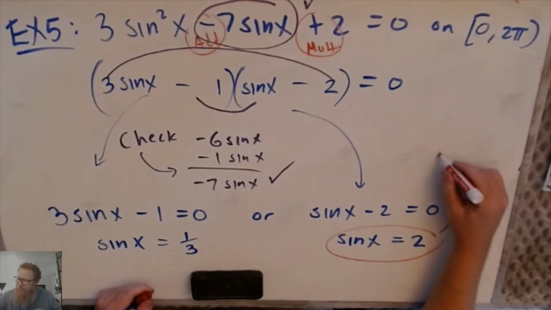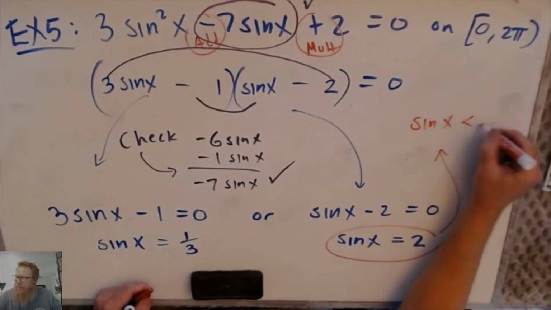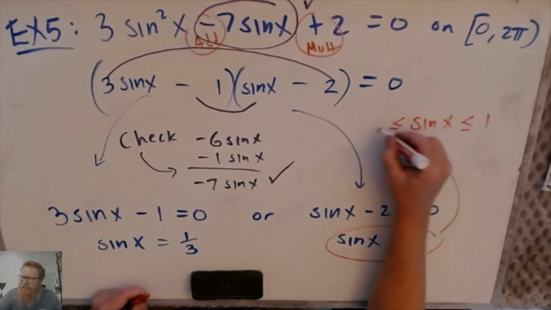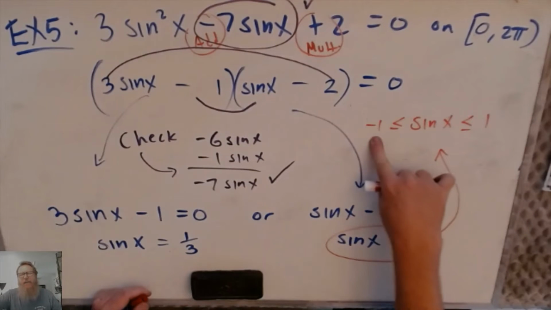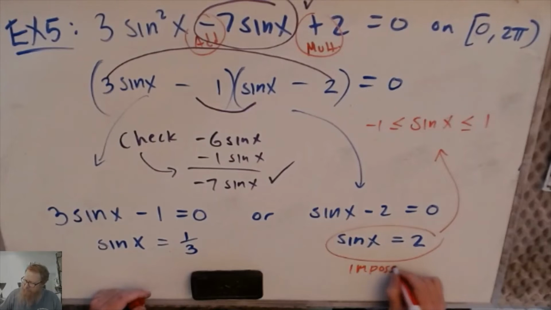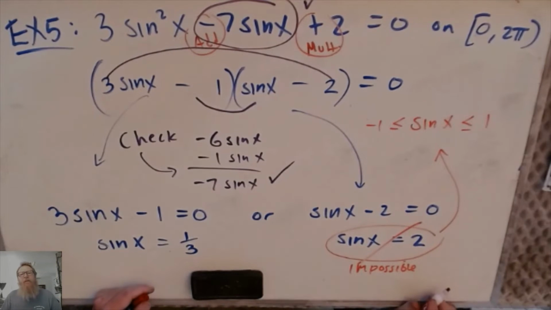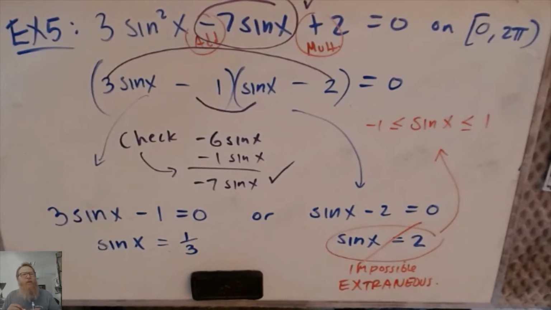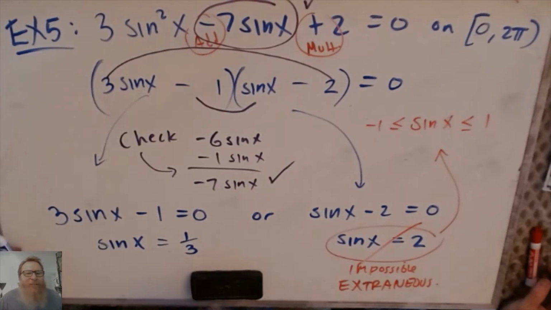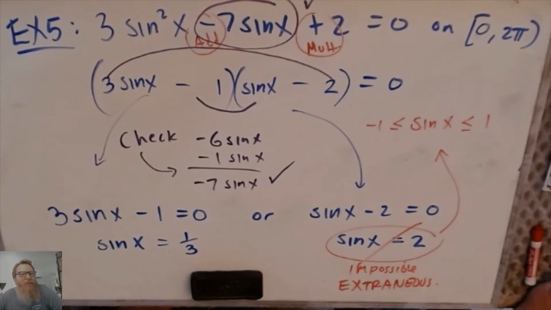Remember, sine x is never bigger than 1, and it's never smaller than negative 1. So this is impossible. We call this extraneous. Yeah. There is no real solution for sine x equals 2. I don't even think there's an imaginary solution for it. There's just no solution. Sine is never going to be 2. Not in this world.